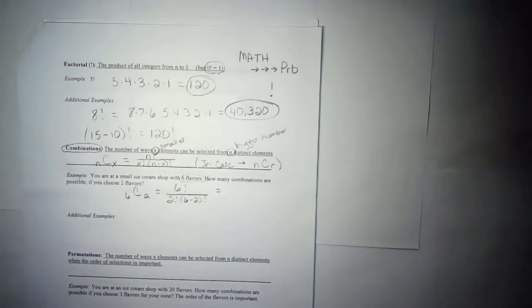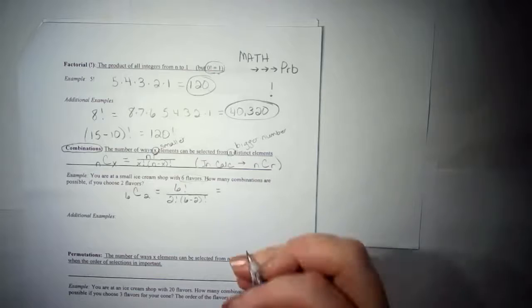Math, go to prob. There's my nCr, right above factorial. And then my 2. And I get 15. I have 15 possible combinations of flavors. Okay, so play with that. Make sure you know your calculator.